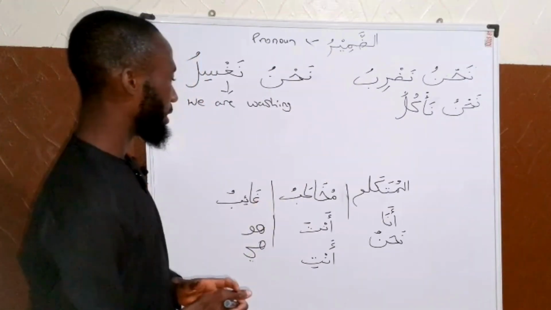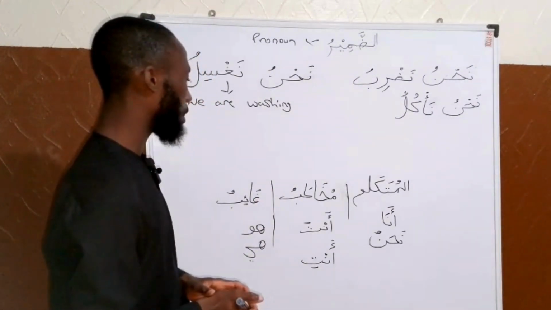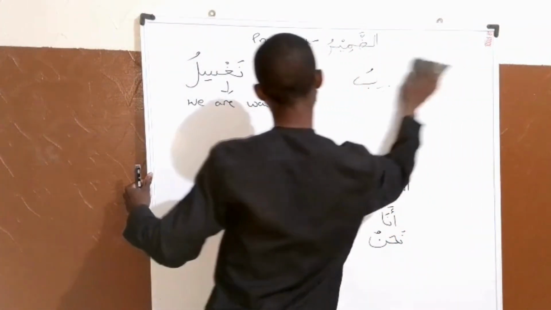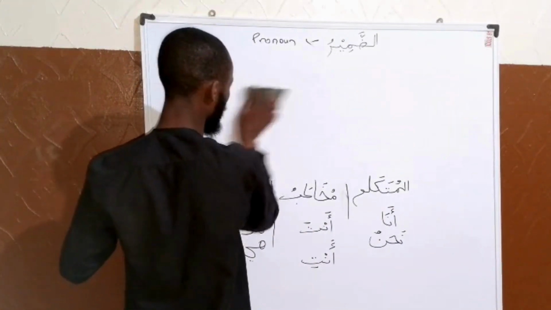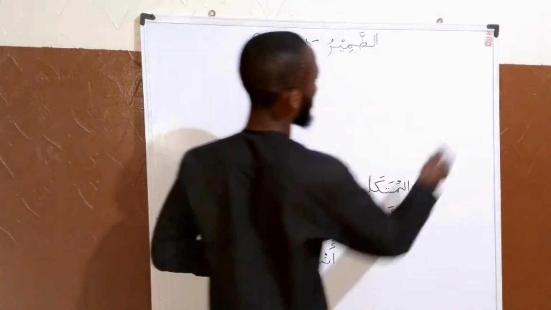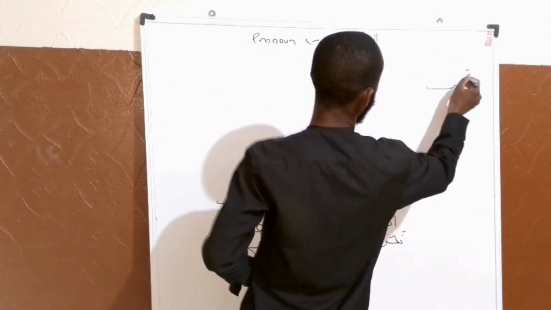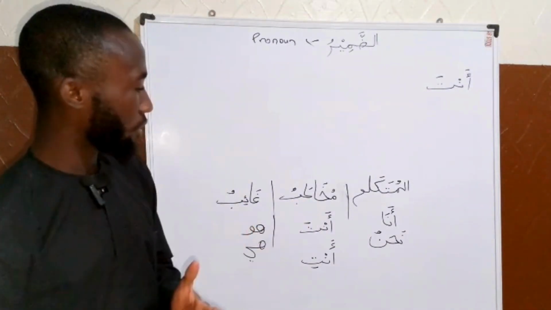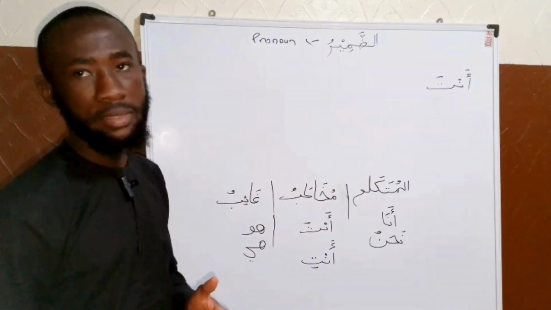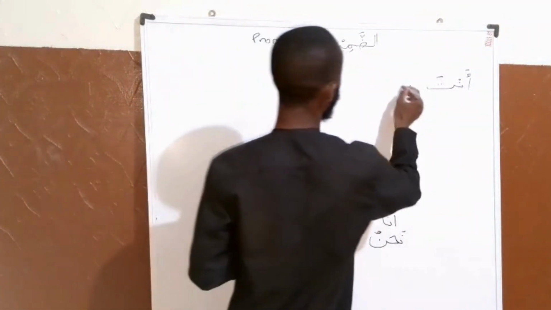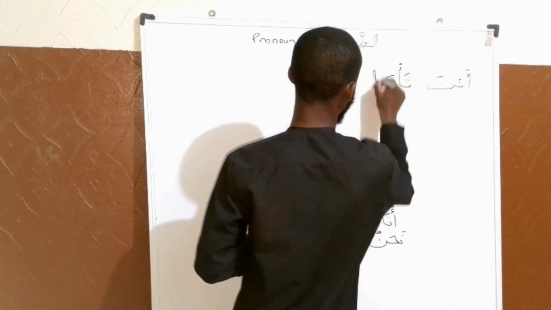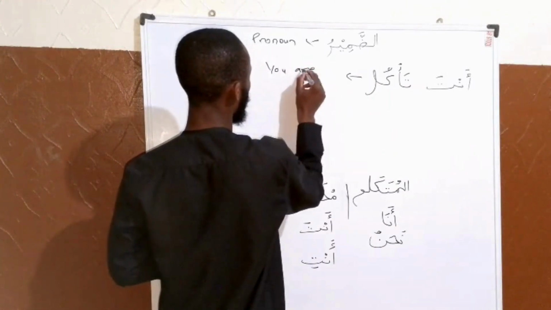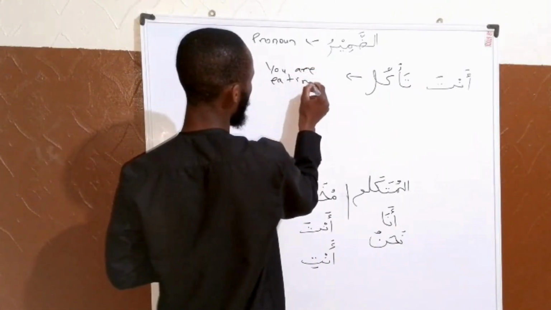Now, let's go to the second example of domir, which is anta. Let's use anta to form another phrase. Anta ta'kul. You are eating.